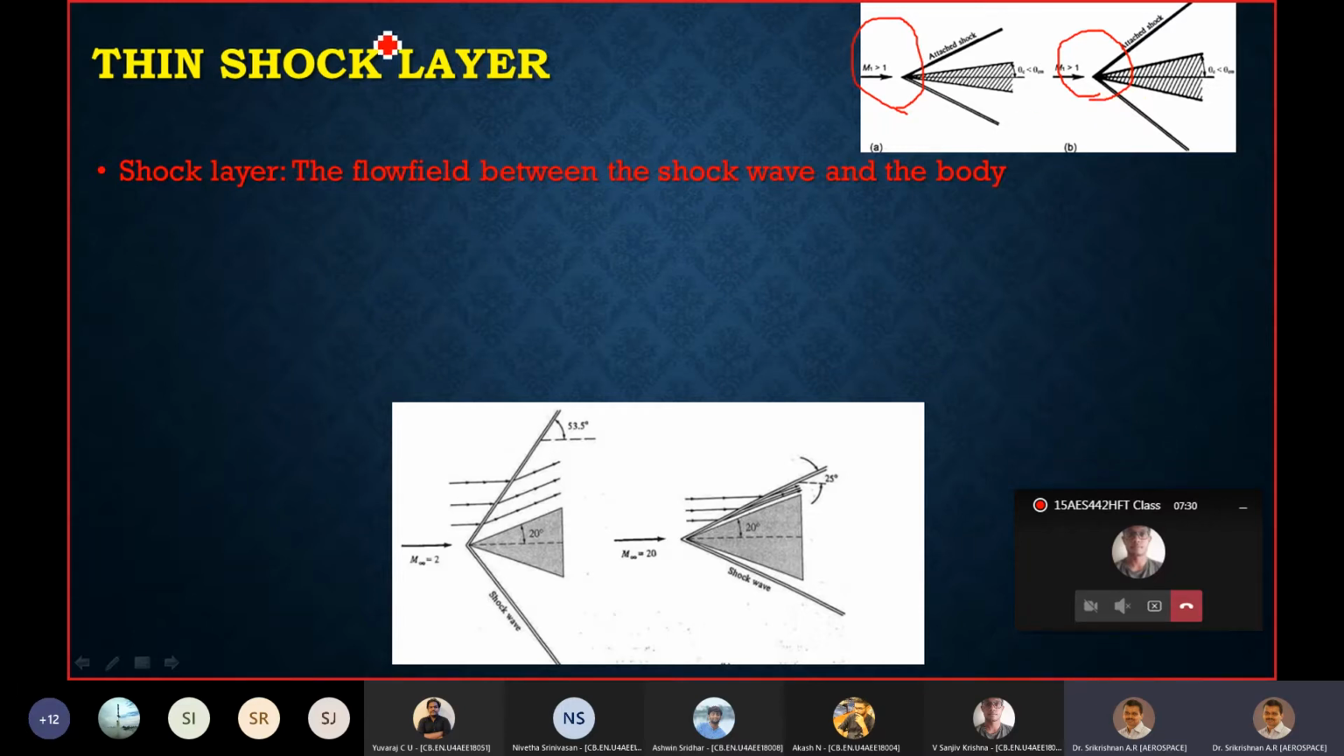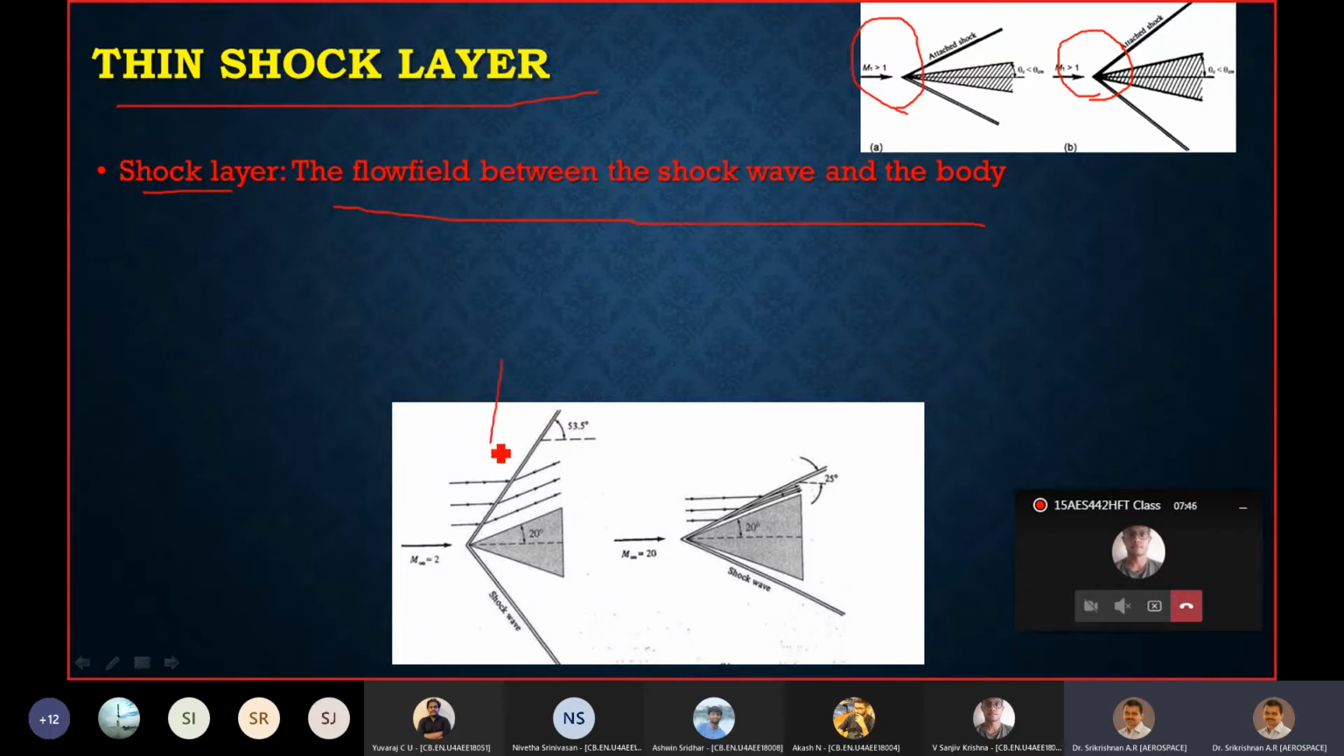What we are talking about here is the thin shock layer, which is specific to hypersonic flow. So we will try to understand what it is. Now, what is a shock layer? A shock layer is the flow field between the shock wave and the body. So please be clear about that.